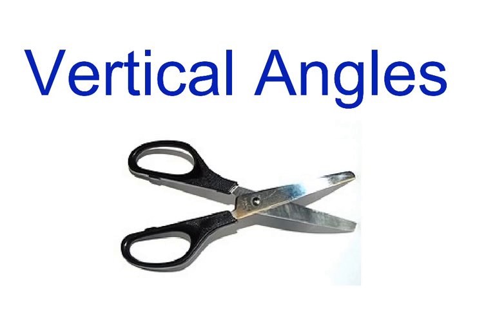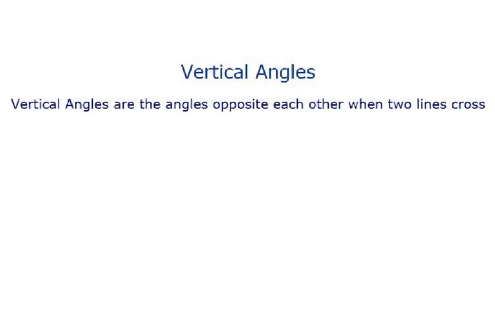In this lesson, you will learn about vertical angles. Vertical angles are formed when two lines cross. In this case, the word vertical means that the two lines that form the angles share a common vertex.